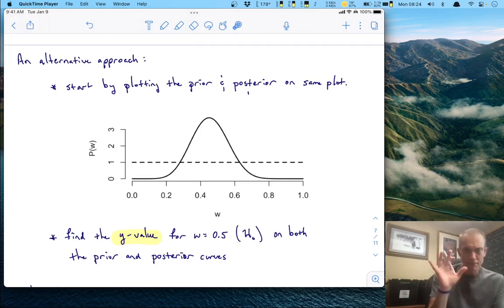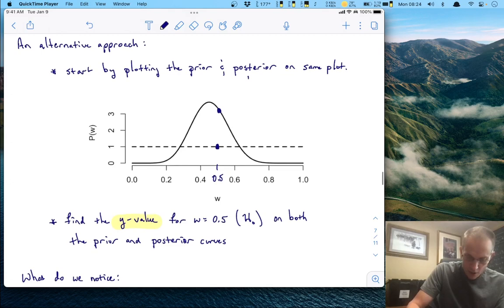So if we plot both the prior and the posterior, here's one cool thing you can do. You can find the y value for a specific parameter value. That is this one right here at w equals 0.5. You can find that y value on both the prior and on the posterior. Okay, now why do we do this?